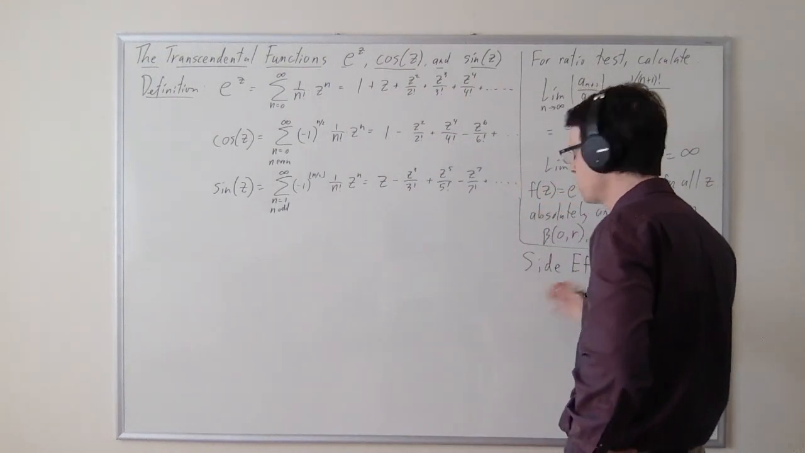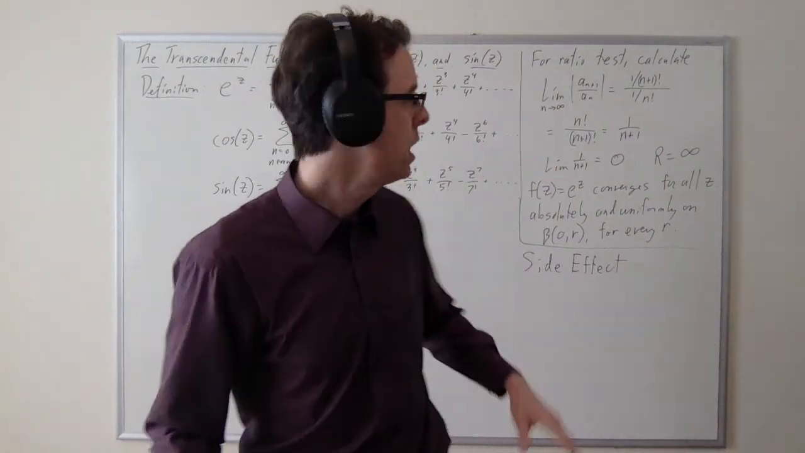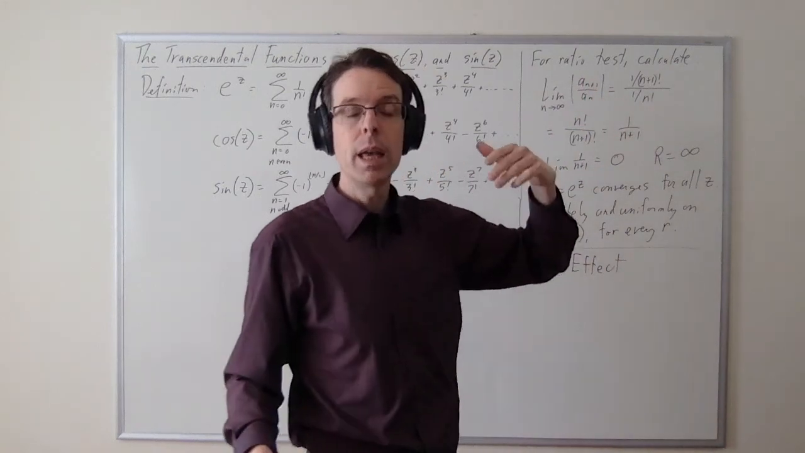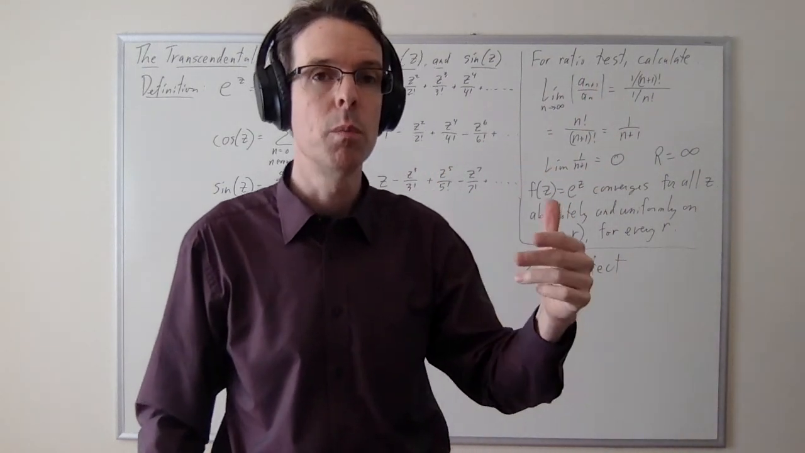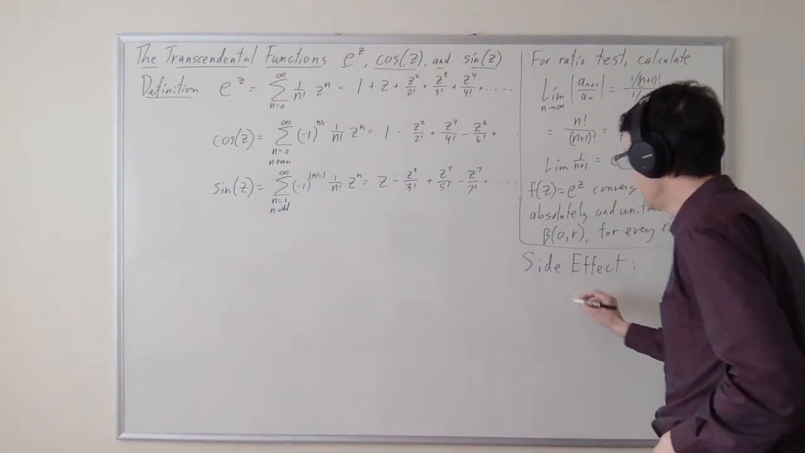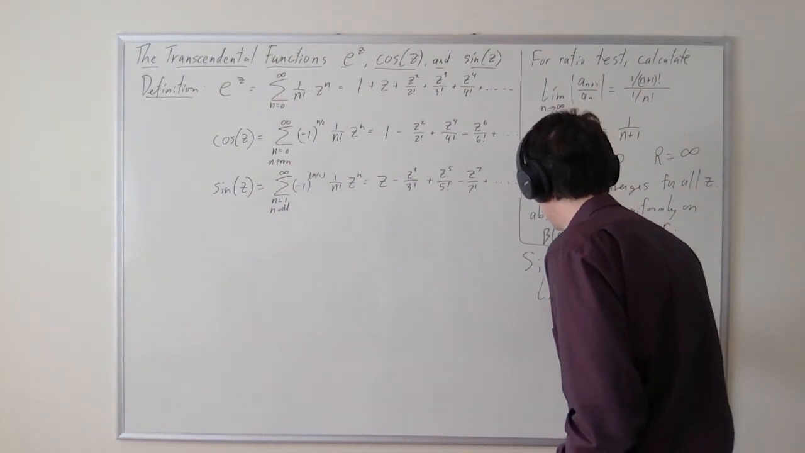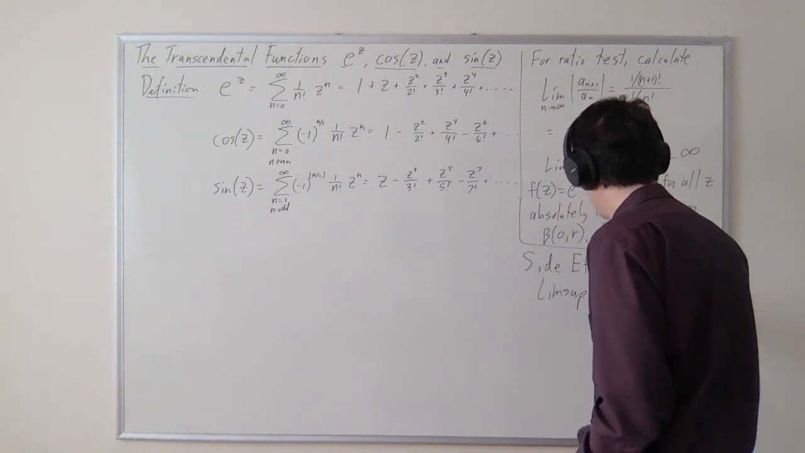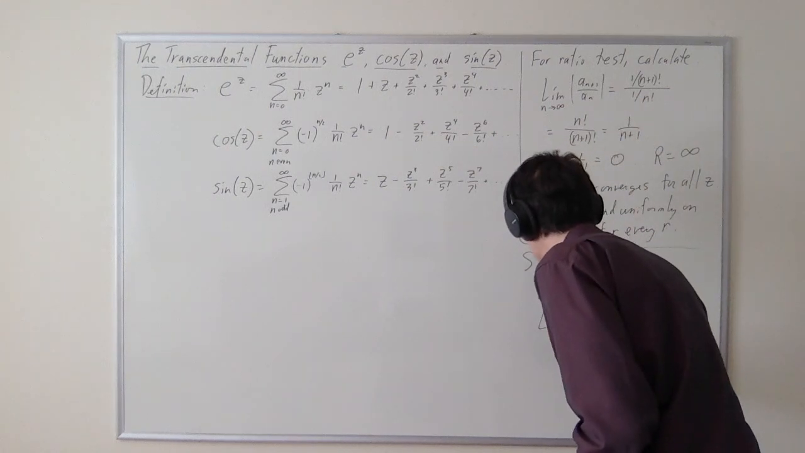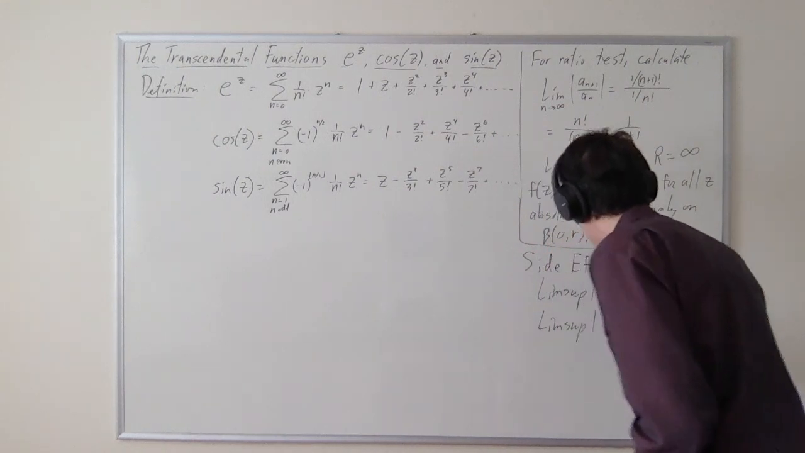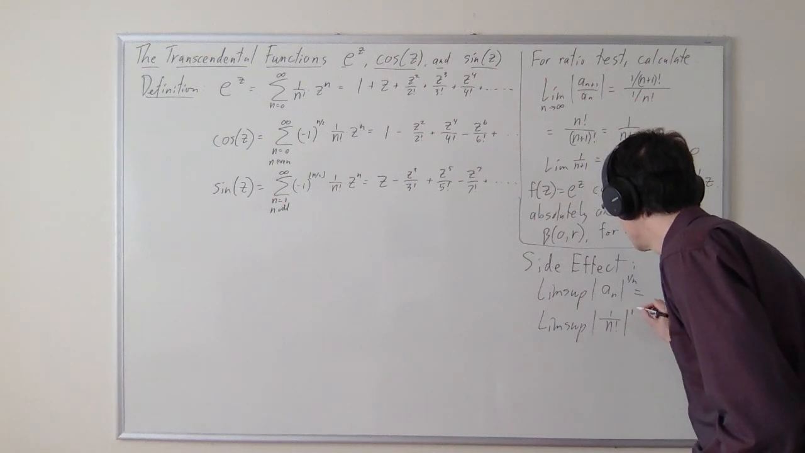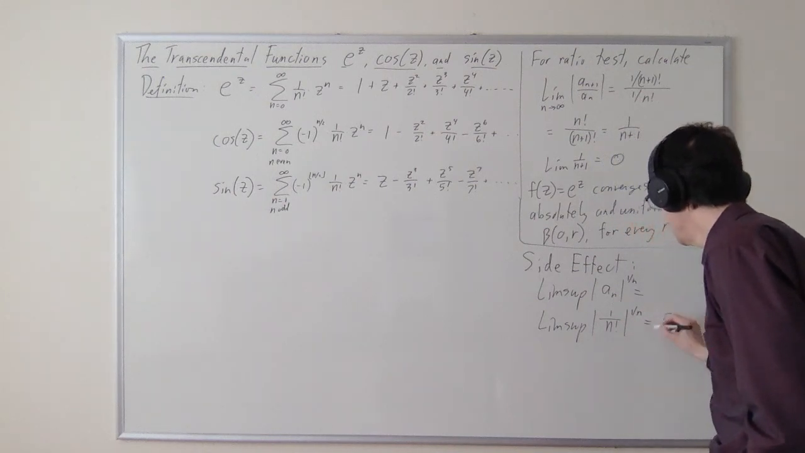Why is this a side effect? Because when we proved the ratio test, what we proved was if you can calculate this limit, a_{n+1} over a_n, then it must be equal to the lim sup of a_n to the 1 over n. And so the side effect of this proof is that the lim sup of the modulus a_n to the 1 over n, which to be specific is the lim sup of the modulus of 1 over n factorial to the 1 over n, is actually equal to 0.